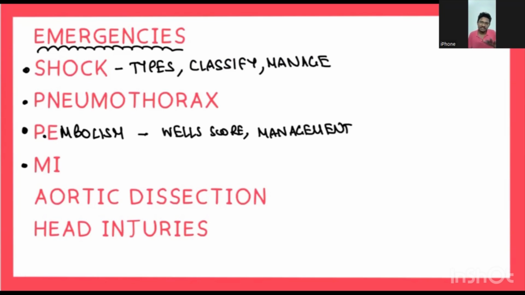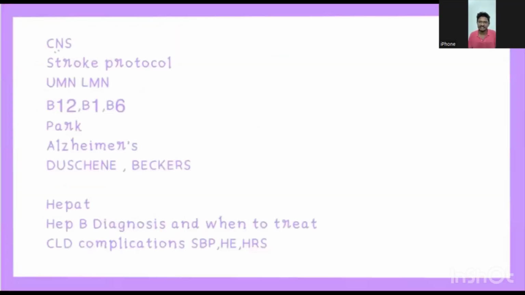Just try reading it in surgery, that neurosurgery: EDH, SDH, SAH, as well as ICH. And diffuse axonal injury, this is also a repeated question. Next, coming on to CNS.